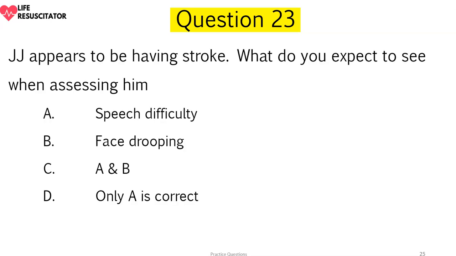Next question. JJ appears to be having stroke. What do you expect to see when assessing him? A, speech difficulty. B, face drooping. C, A and B. D, only A is correct. Next question.